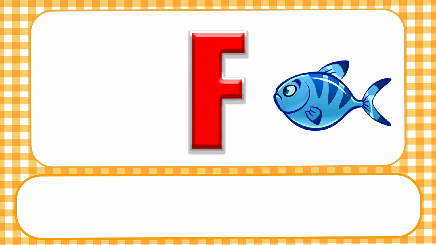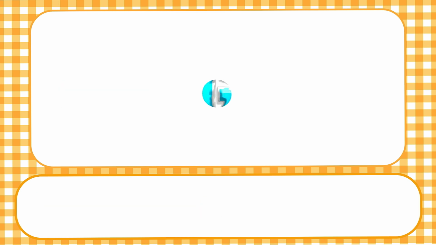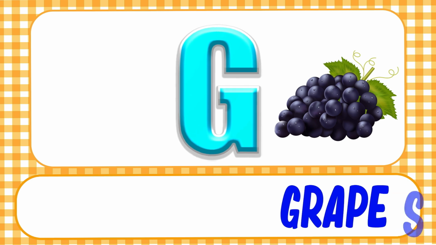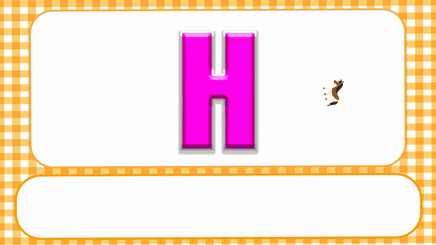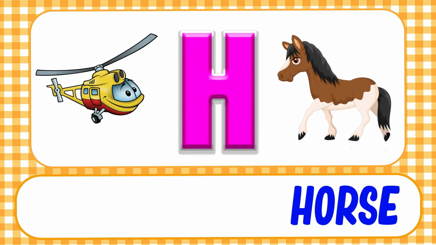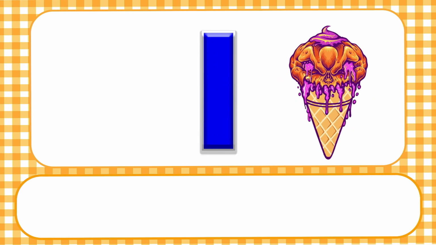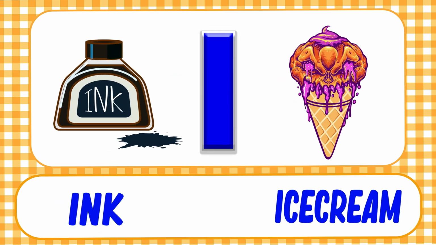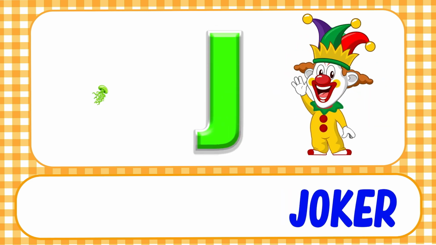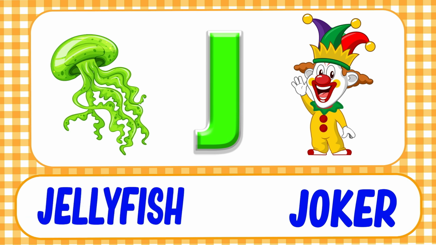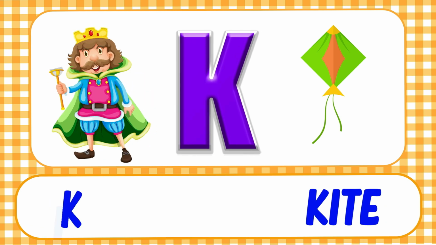F, fish. Football. G, g, g, grapes. G, g, giraffe. H, h, h, horse. H, h, helicopter. I, i, i, ice cream. I, i, ink. J, j, j, joker. J, j, jellyfish. K, k, k, kite. K, k, king.